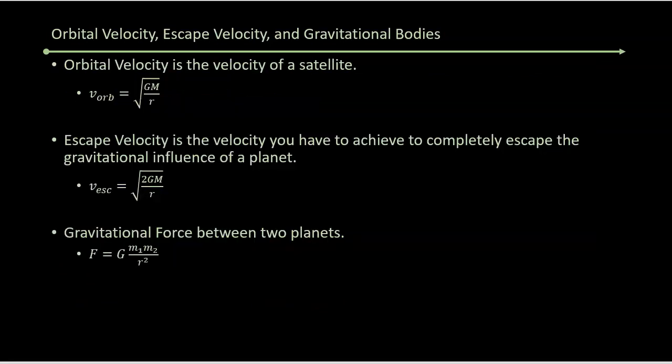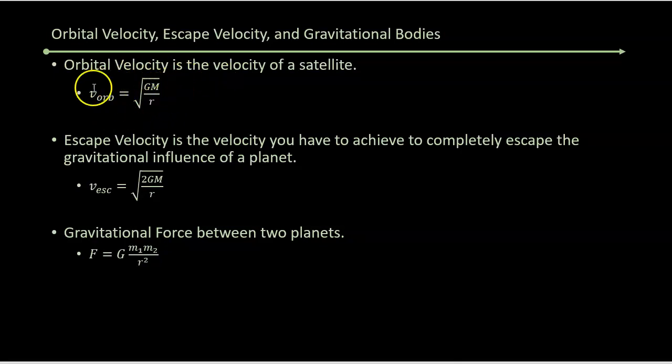How does this work in terms of equations? Orbital velocity is the velocity of a satellite going around the Earth or the Moon or the Sun, whatever, right? You could actually use this to calculate the orbital velocity of the Earth. It's g times the mass of whatever you're orbiting divided by how far from the center of what you're orbiting you are, and you take the square root.